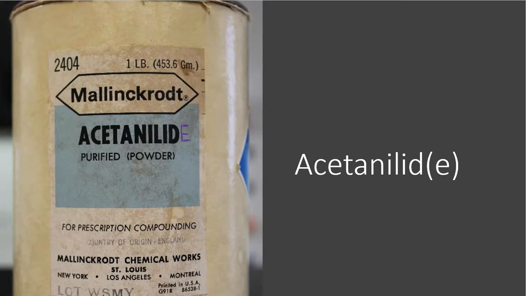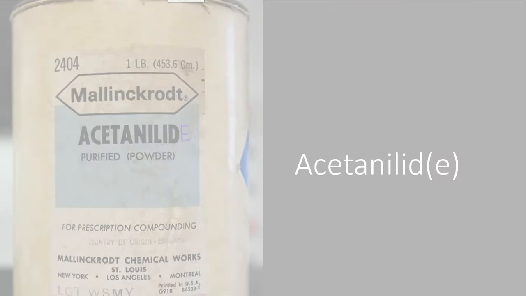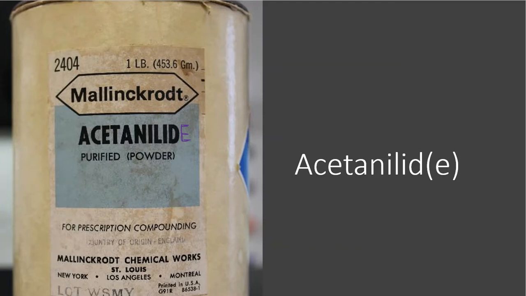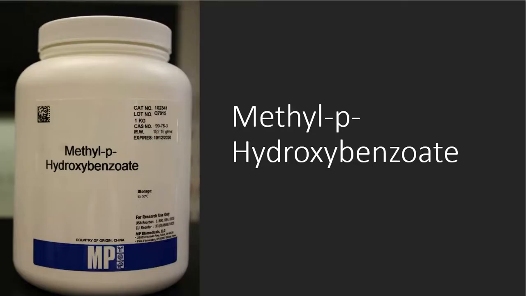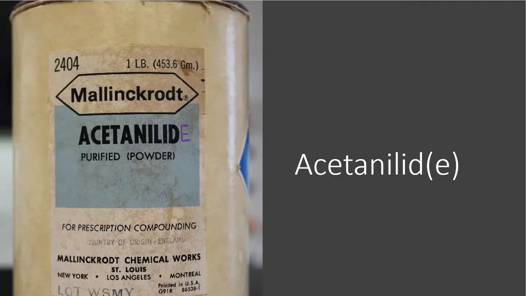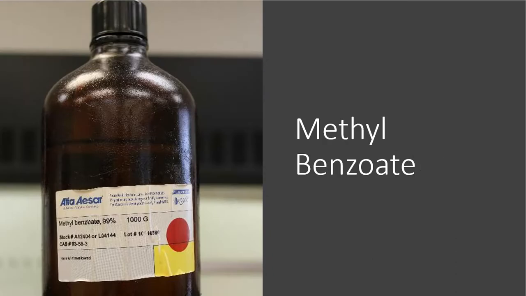Mallinckrodt is the acetanilide manufacturer, and this lot number, WSMY. Again, that shows you how old. If it's old enough to only have 4 letters as a lot number, then we know it's old. All right, so these are the 3 components I'm going to be using, folks: methyl p-hydroxybenzoate, acetanilide, and methyl benzoate.